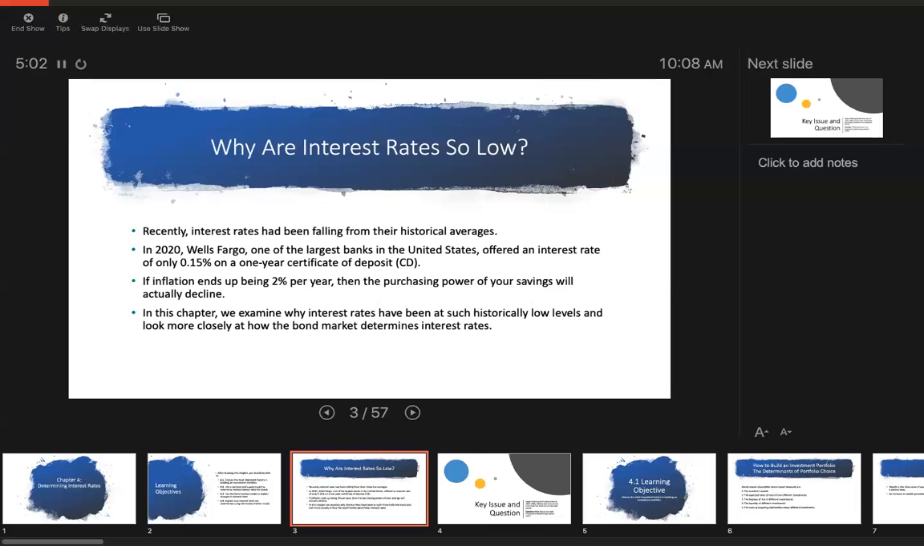So the purchasing power of all your savings is going down over time, right? And the question becomes, first of all, why are interest rates so low?